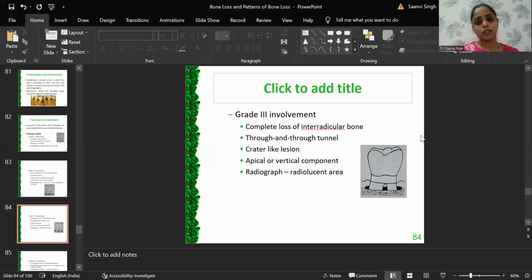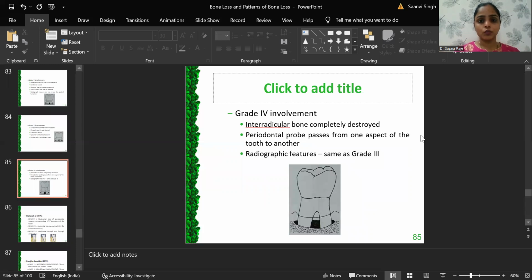Grade 3 involvement: complete loss of interradicular bone, a through-and-through tunnel, crater-like lesion, with apical or vertical components, and radiolucent areas on the radiograph. In grade 4, interradicular bone is completely lost, the periodontal probe passes from one aspect of the tooth to another, and radiographic features are the same as grade 3.